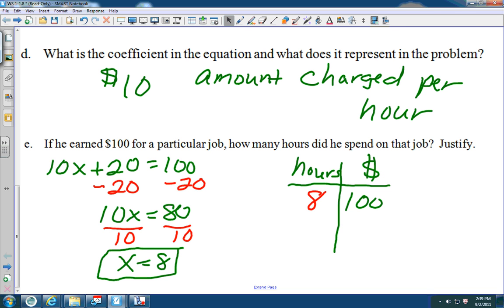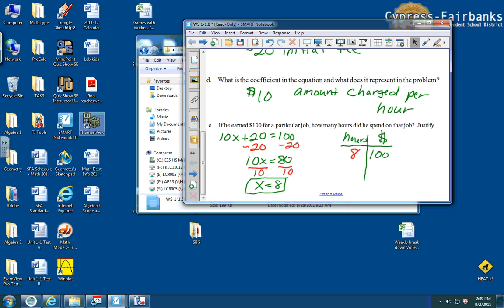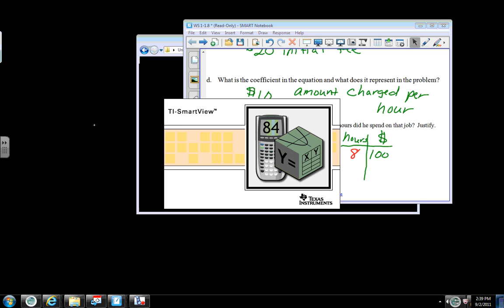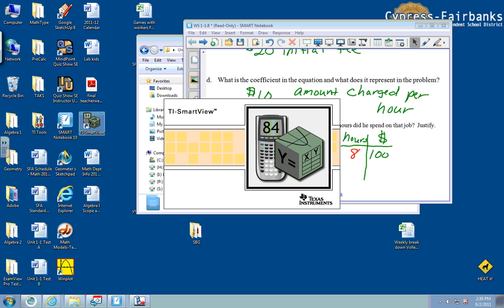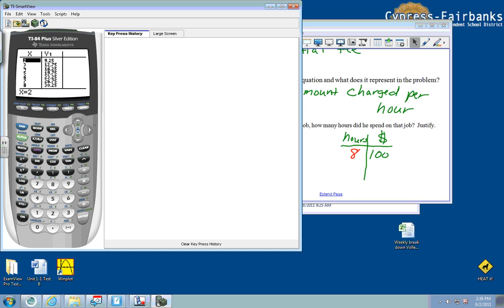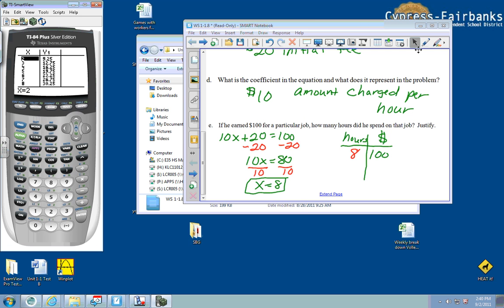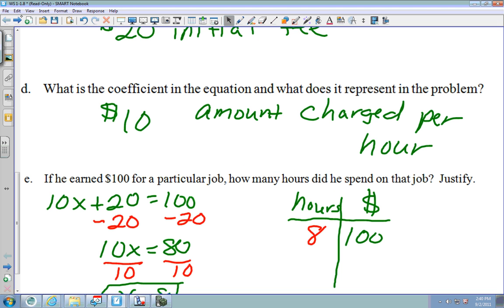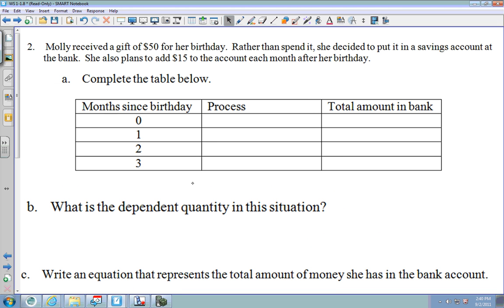Well, there's another way to do this. Let's see if I can pull this up here. I'm not sure if you can see my Smart View on the calculator. There's a way to do it on the calculator, but right now I'm trying to pull it up and it's not really working. So let's just go back here. I can do this all by hand also. Okay, here's the next one.